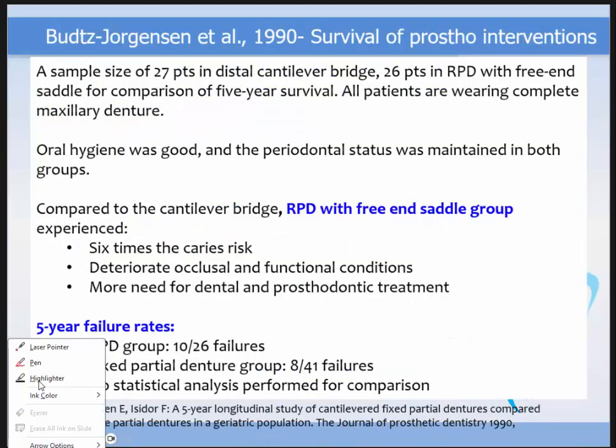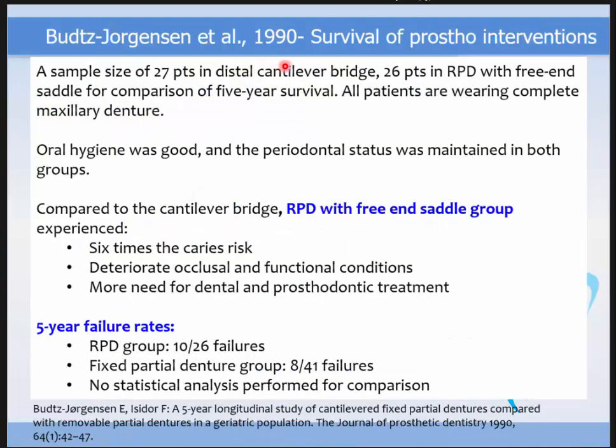This is a very old research, 1990. Okay, they looked at the survival of prosthodontic interventions. They restored the patients with a distal cantilever bridge and also with dentures. Okay, so this distal cantilever bridge is up to the premolar, and if the patient has missing teeth posteriorly with a free end saddle, they provide patients with an RPD, restoring up to molars.